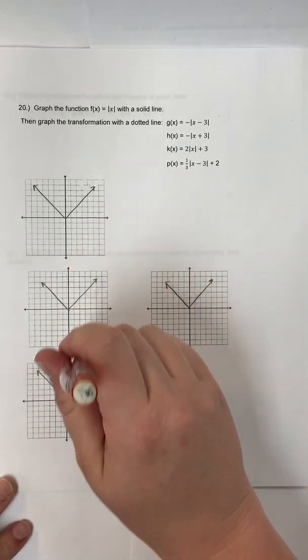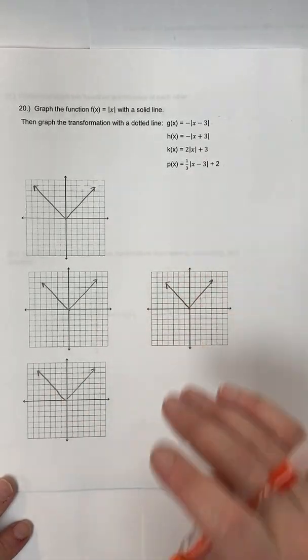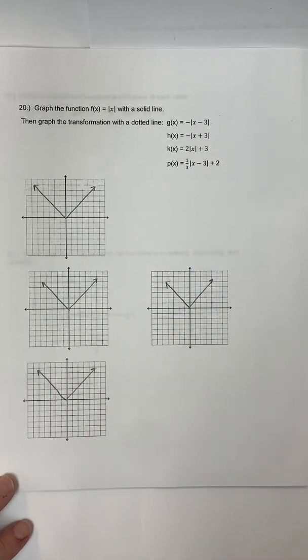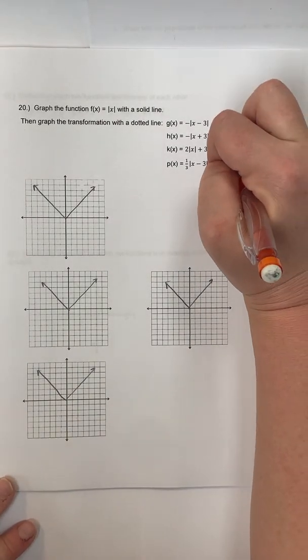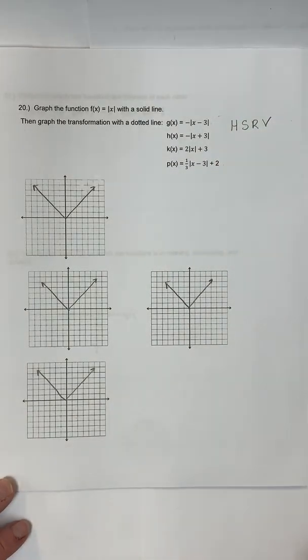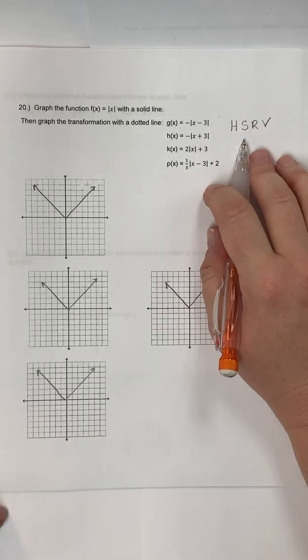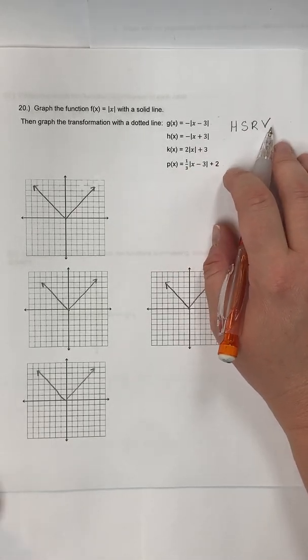So I have 4 other graphs. We are going to go through and graph each one of these so that no matter which version you get, you're comfortable with it. And we're going to graph it with a dotted line. Remember with transformations, hippos seem really violent. Remember our little saying there? Horizontal, stretch or shrink, reflect, vertical.